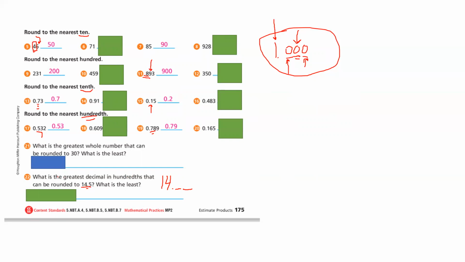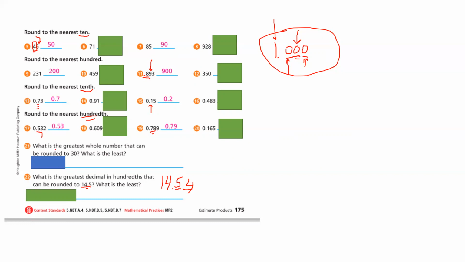However, if you think about it, 14 and 54 hundredths would also be rounded to 14.5 if we rounded it to the nearest tenths. So, oh, I'm doing number 22.